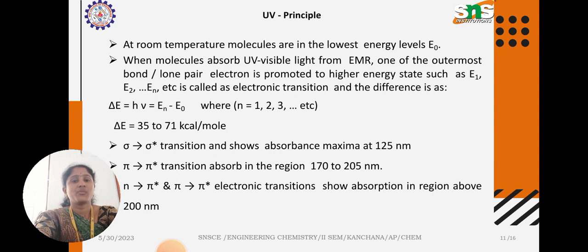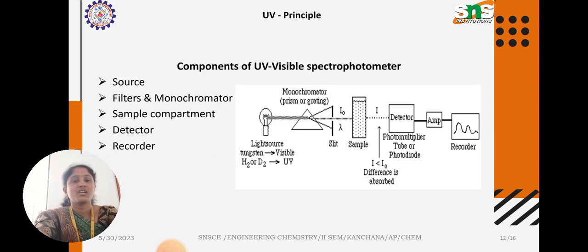Above 200 nanometer. Components of a UV visible spectrophotometer: source, filters and monochromators, sample compartment, and detector and recorder.